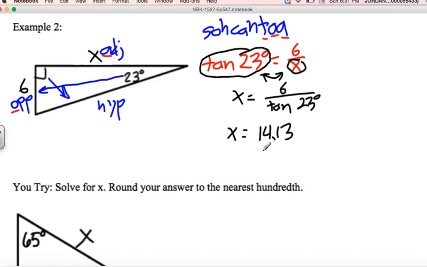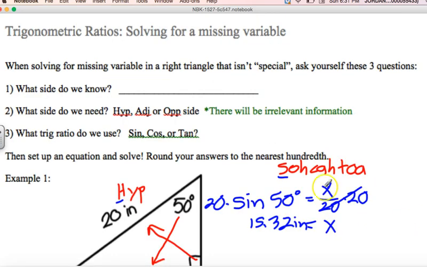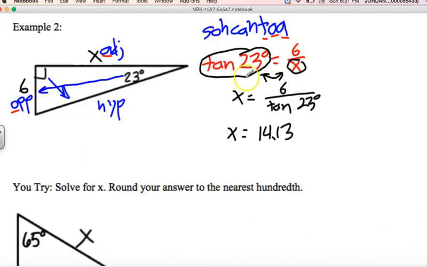Alright, so two different situations. Variable on the top, just multiply by the number on bottom. If the variable's on the bottom, swap it with the trig function that's on the other side of the equal sign. Alright, so you guys go ahead and try the problem down here. Pause the video and give it a try.